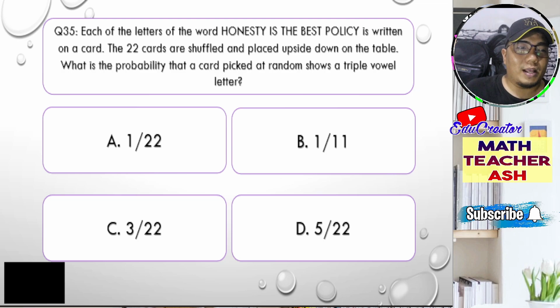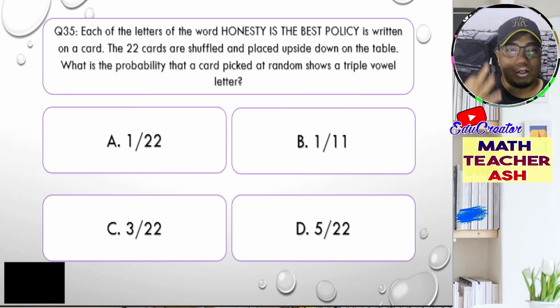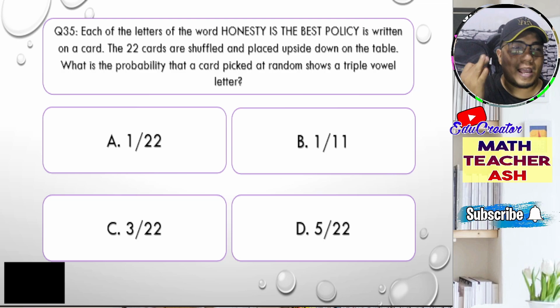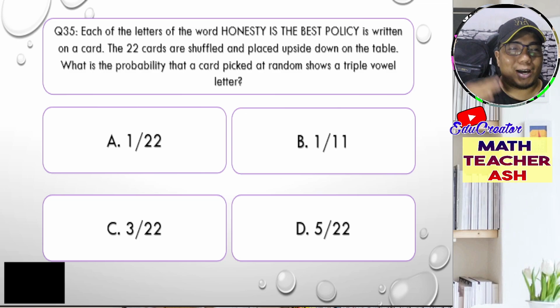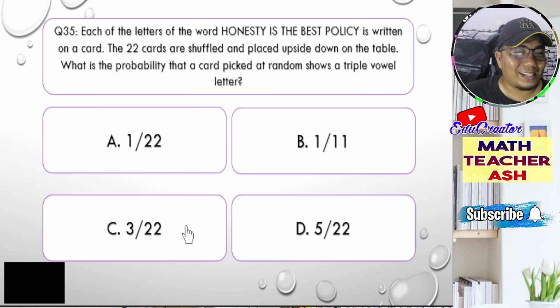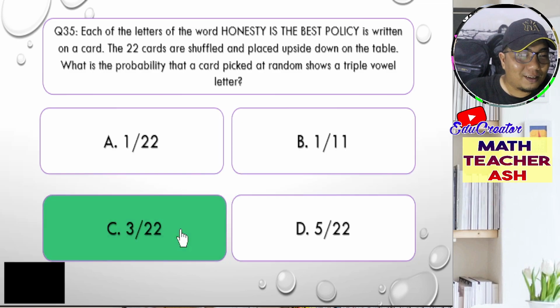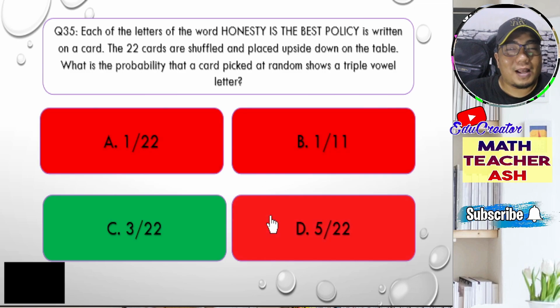The triple vowel letter is letter E, so that is 3 letters. E, and E. Alright, so that is 3 out of 22. So basically, the correct answer is letter C. Okay, let us check. Alright, we are correct, my dear math learners. So 3 out of 22.